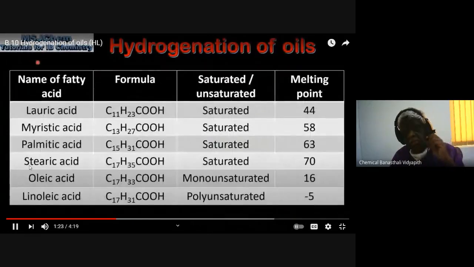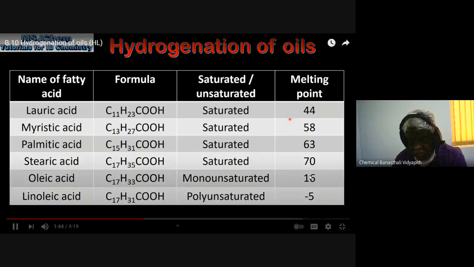Next, we look at different fatty acids and their melting points. In this table, we have the name of the fatty acid, its formula, whether it is saturated or unsaturated, and its melting point. The first four examples are saturated fatty acids with carbon-to-carbon single bonds. The melting point of the first four fatty acids increases as their molar masses increase.